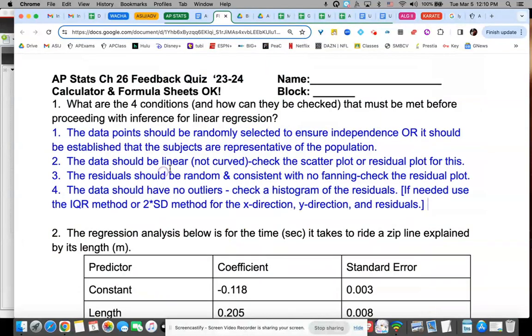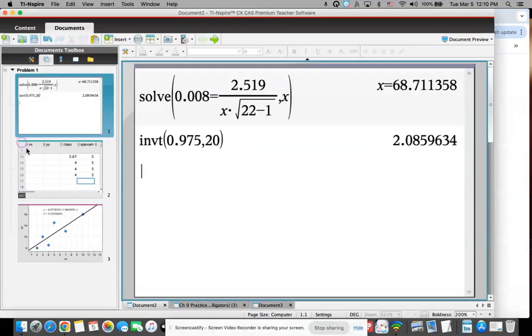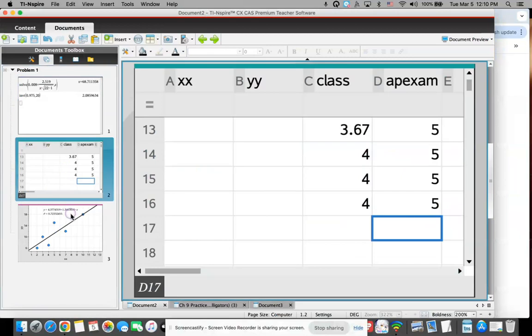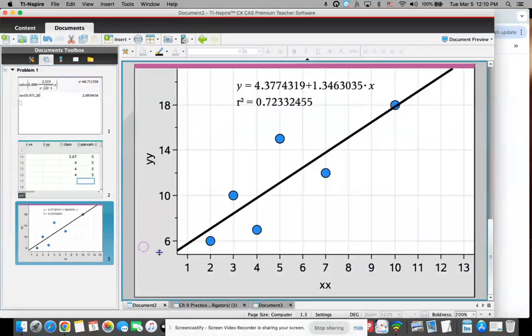So I listed it out here, maybe a little more wordy. We want it to be random and independent, or at least representative of our population. That's at a very minimum. The data should be linear, not curved, right? We want to check that residual plot and make sure it's not curved. I made a quick little graph here with x's and y's, just made up some data.